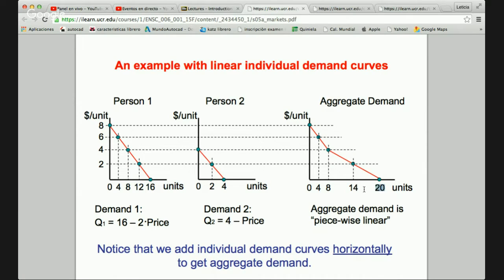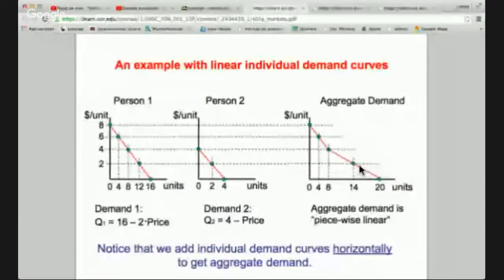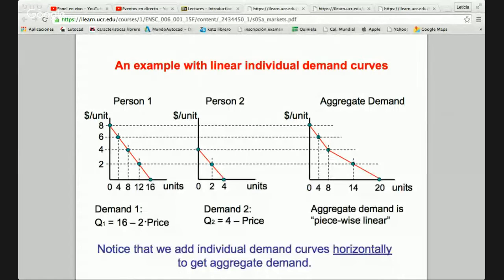And then since at price 6 and 8, person 2 is not willing to consume anything, it just translates directly to the aggregate demand curve. So that's how this idea of summing up horizontally works. I hope that was clear. If not, you can keep asking me here in the chat.